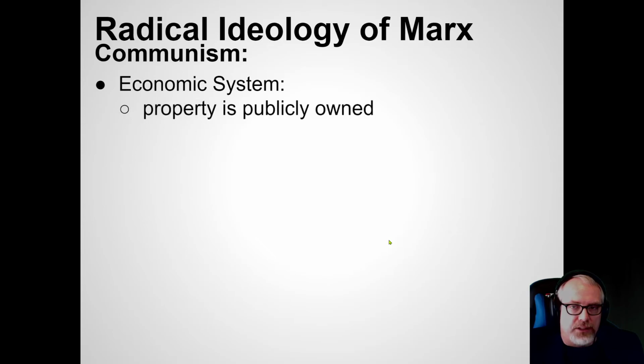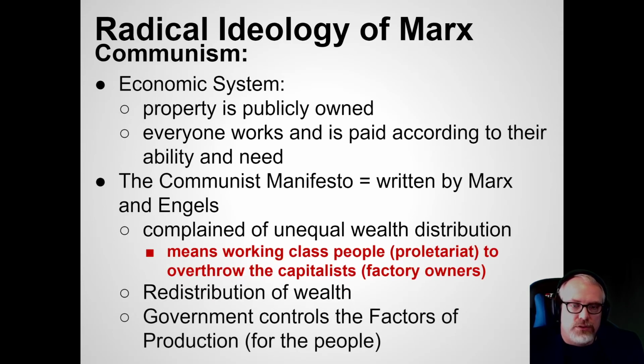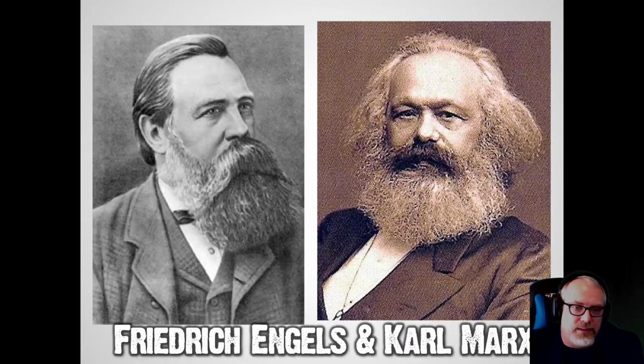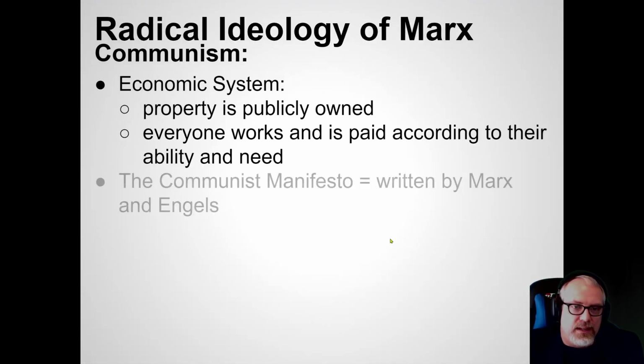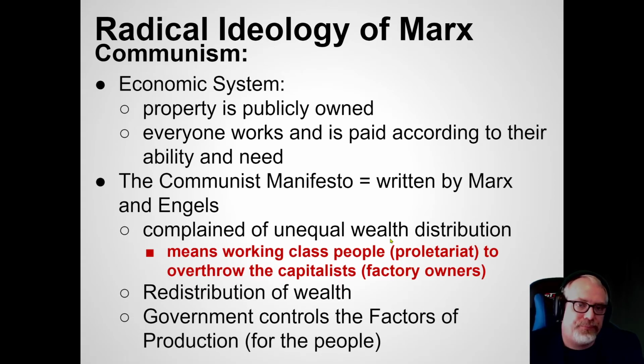So the radical ideology of Marx is communism. So it's Marx and Engels, but they look at the economic system, and property is publicly owned under communism instead of privately owned. So they're against Smith. Sorry. Everybody works, and they're paid according to their ability and their need. They write all this down in the Communist Manifesto.